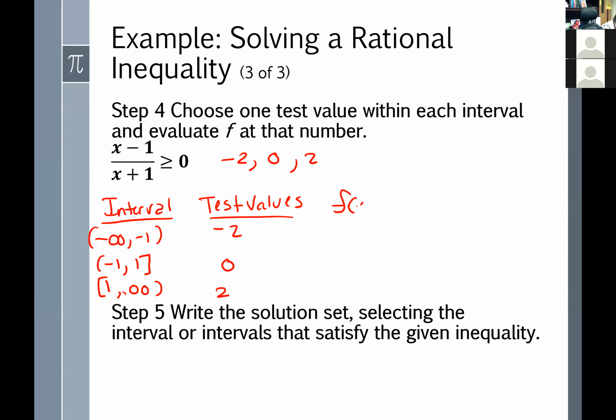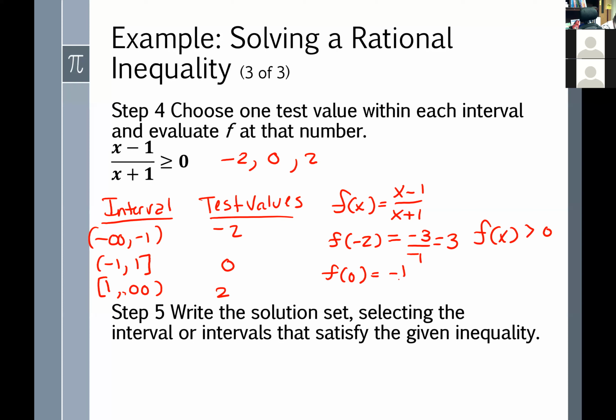My function evaluated at those points: f of negative 2 would be negative 3 over negative 1. That would be 3. That's positive. Evaluate the function at 0. I get negative 1 over 1. That's negative 1. That is negative. Evaluate this function at 2. I get 1 over 3. That's 1/3. That is positive.